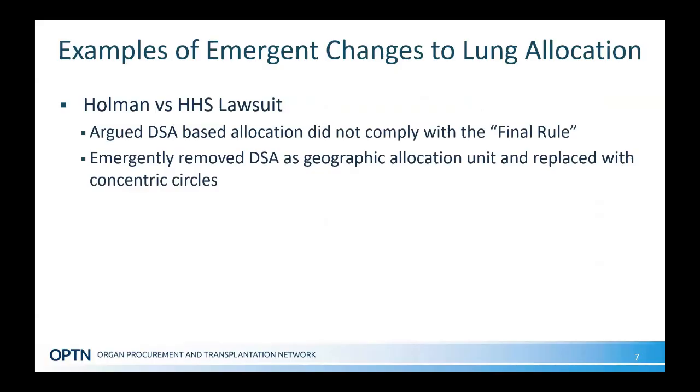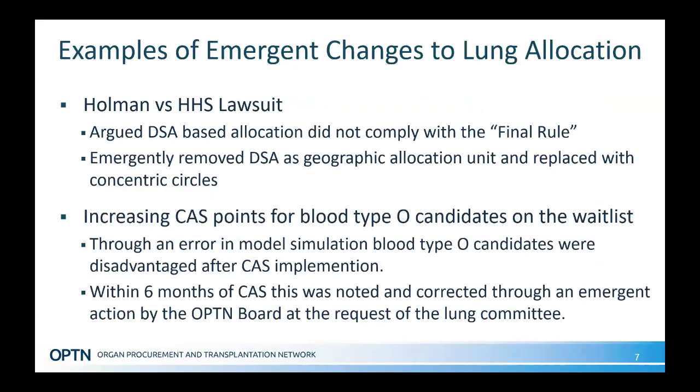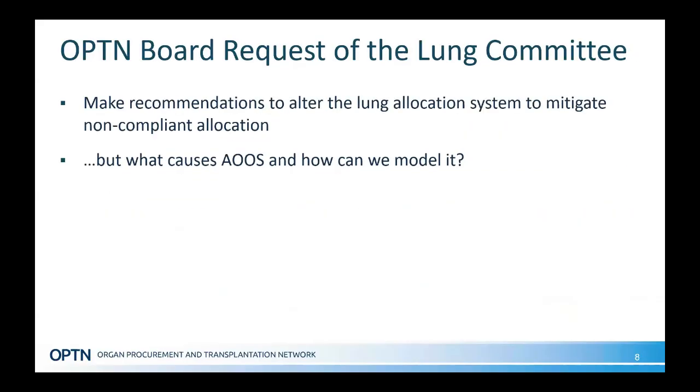For example, there was the lawsuit brought against the federal government that removed donor service areas as the geographic allocation unit. And then, more recently, shortly after the implementation of the CAS, it was noted that through an error in modeling, the blood type O candidates were disadvantaged. And so within a few months of CAS implementation, the OPTN board emergently changed the CAS point systems at the recommendation of the Lung Committee.